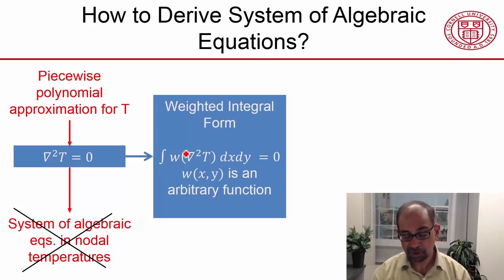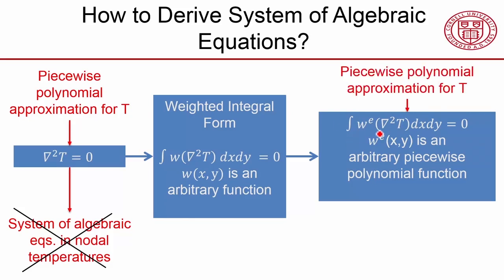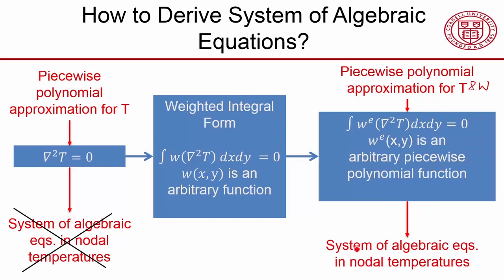And we know from the 1D discussion that we cannot satisfy this for any arbitrary weighting function because we've assumed a shape for T. So what we'll do is we'll satisfy it for a weighting function for which we pick a shape. So we pick a shape for T, element by element. We pick a shape for w, and then integrate over the domain. And then if we plug in the piecewise polynomial approximation for T and for w, out will pop the system of algebraic equations in nodal temperatures.